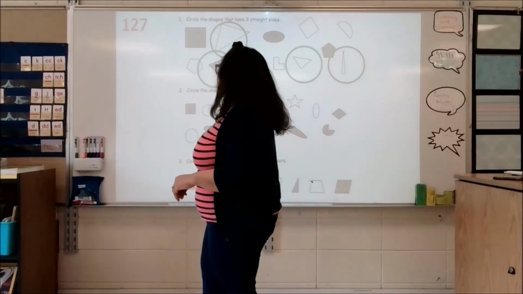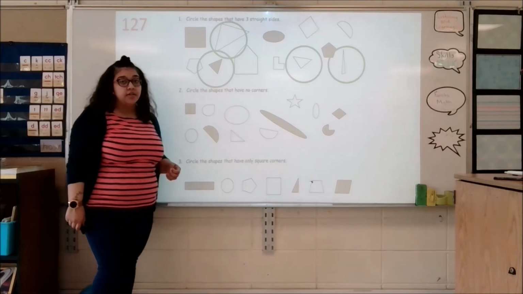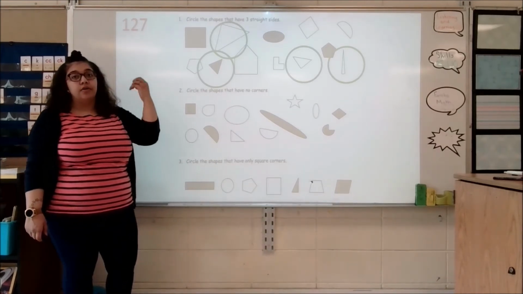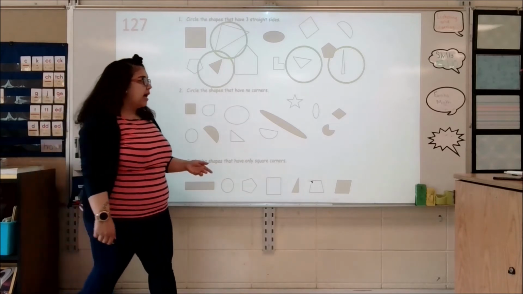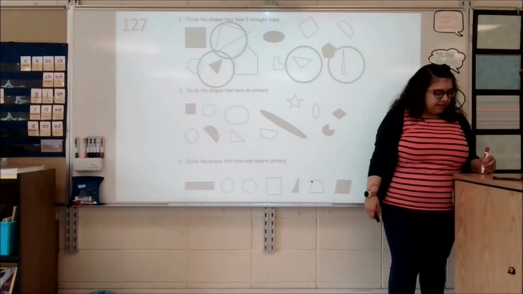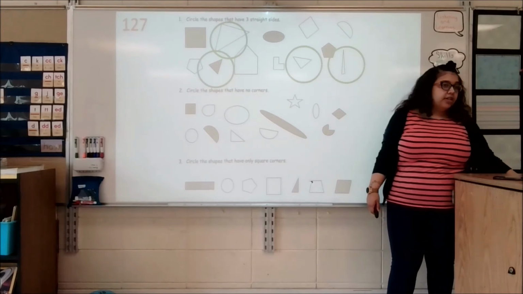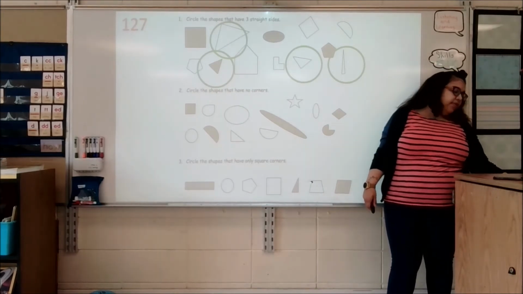Now, next we want to circle the shapes that have no corners. If it has no corners, it also has no sides. Good. Excellent. All right, D. Now, do you see any that fit this description? Any shapes that fit what we're looking for?